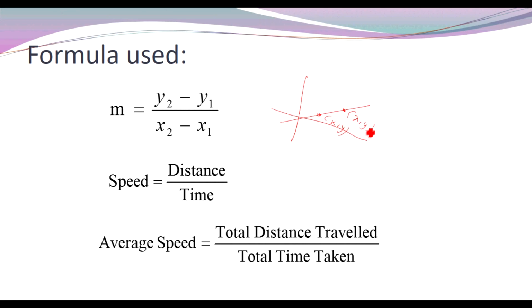Any of these you label as x1, y1, x2, y2. They must be paired together. If this is 1, here also 1. If this is 2, here also 2. You cannot mix them, such as x1, y2. This is how you calculate gradient. Then the formula for speed: speed equals distance over time. And average speed is the total distance traveled over the total time taken.